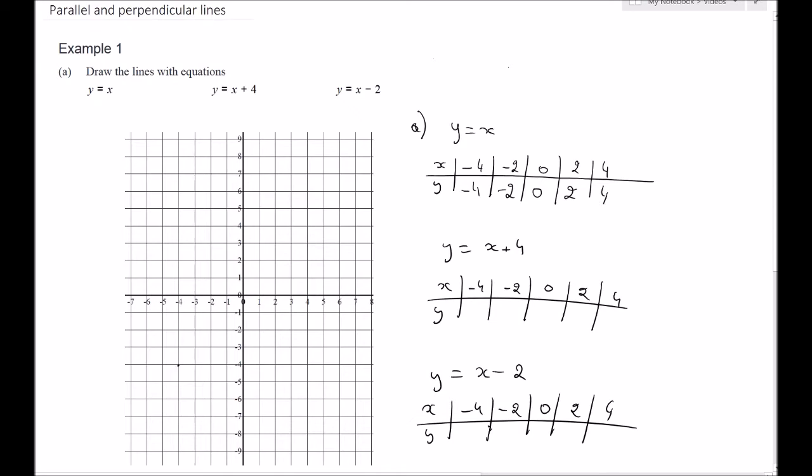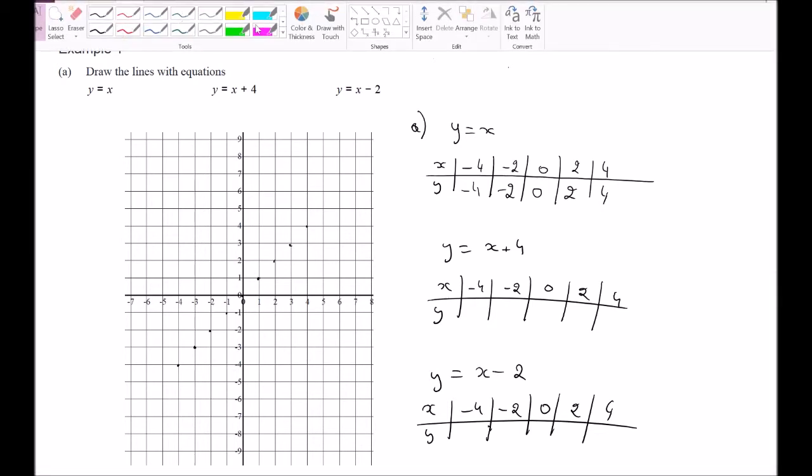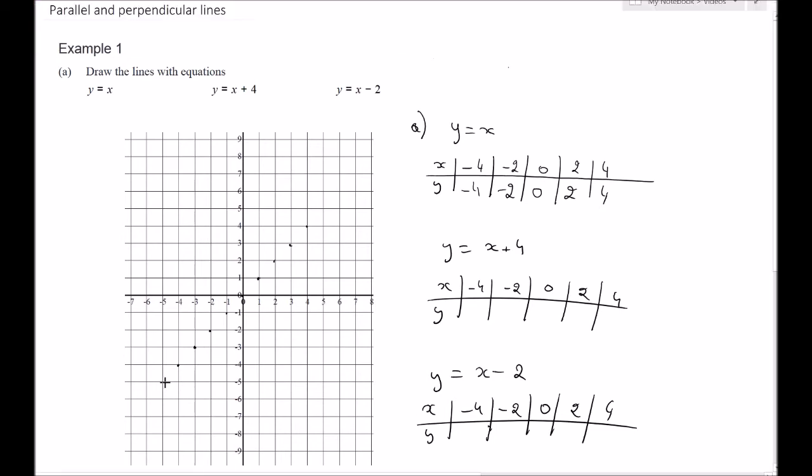Minus 4, that's here, here, here. I'm plotting a few extra points, guys, because it's obvious that this line is just going to go like that. Okay, let's plot that line. And again, you guys can be a lot more accurate with your pencil. Voila. Okay, so don't forget, label that graph. This is y is equal to x. Let's have a look at the other one. Y is equal to x plus 4.